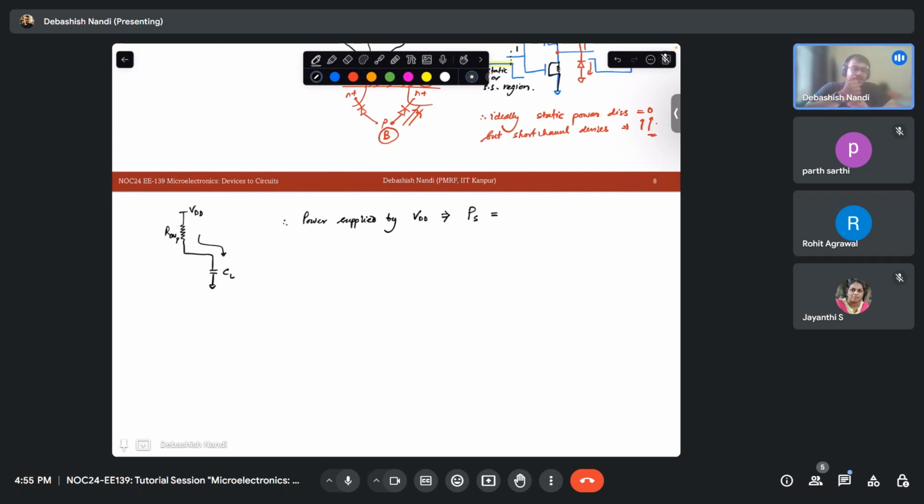No, VDD into ID, but the capacitor is charging, right? ID is not constant. Yes, sir. So this will be CL times VDD square, right? How do you find that out? So it will be half CL VDD square.